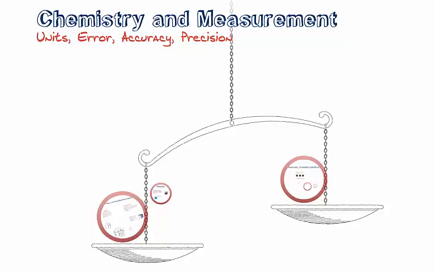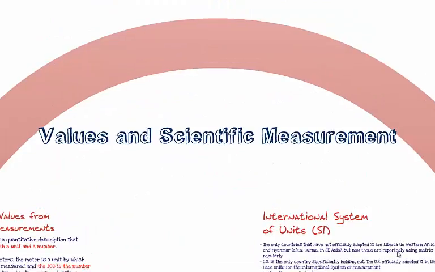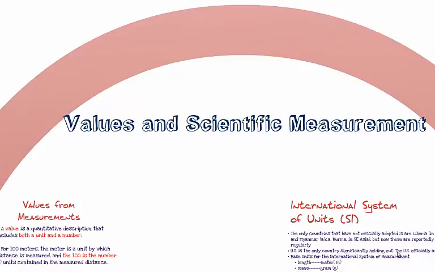Today we're going to talk about chemistry and measurement, more specifically, units, error, accuracy, and precision. So let's take a look at values and scientific measurement.